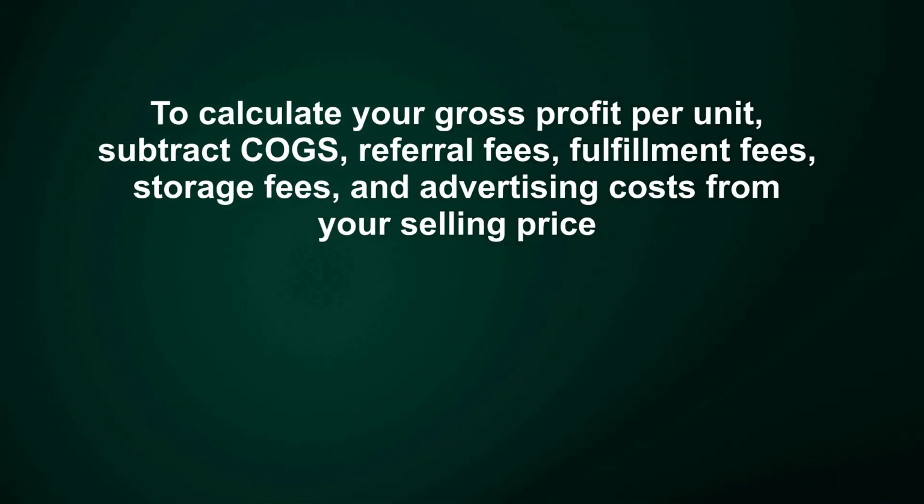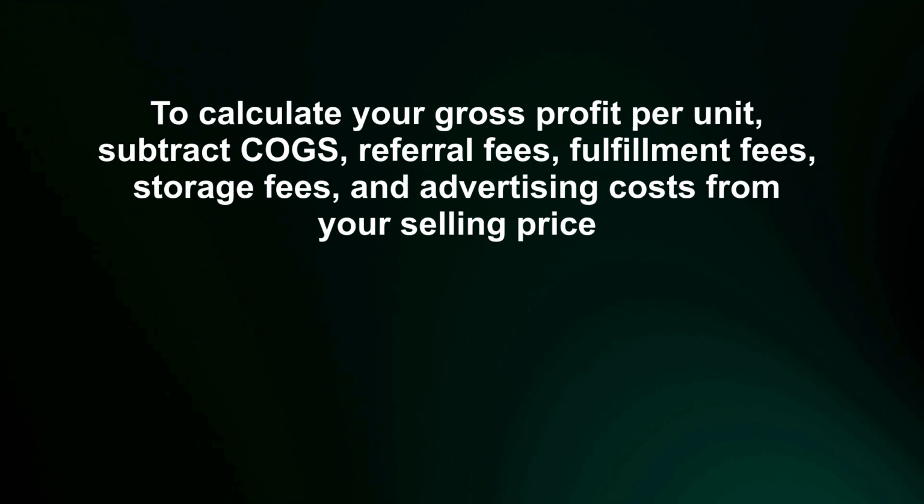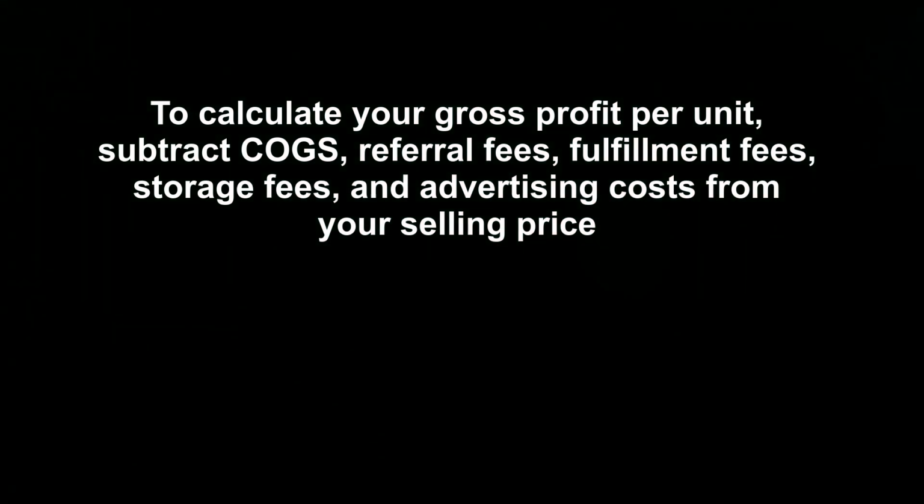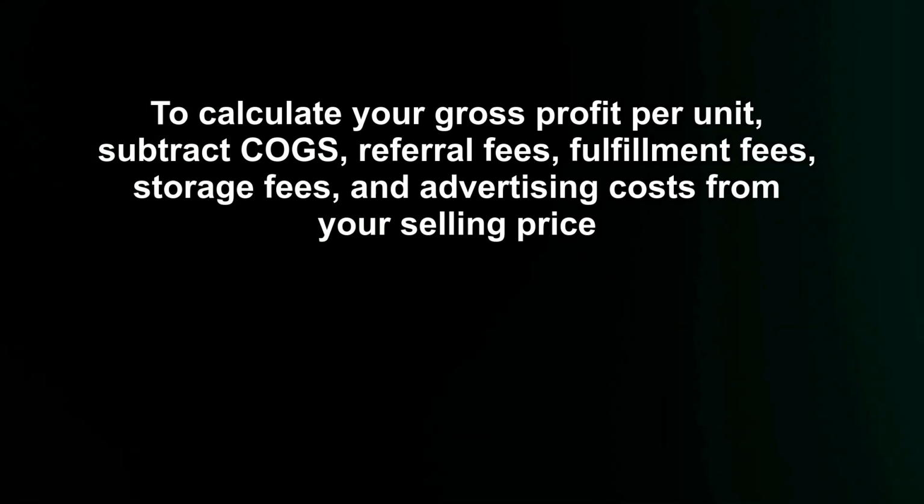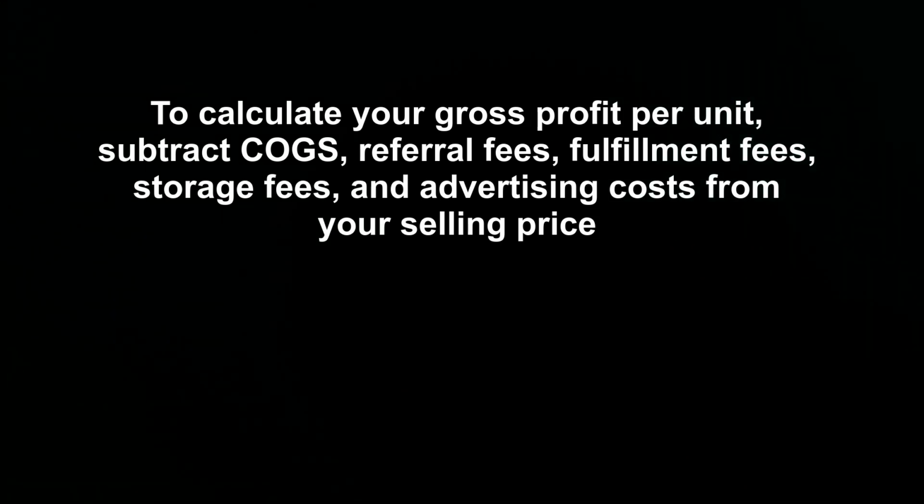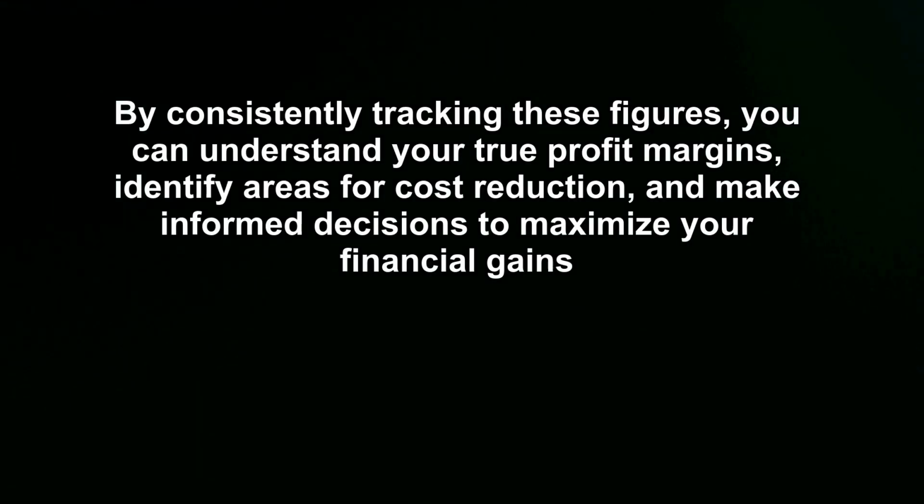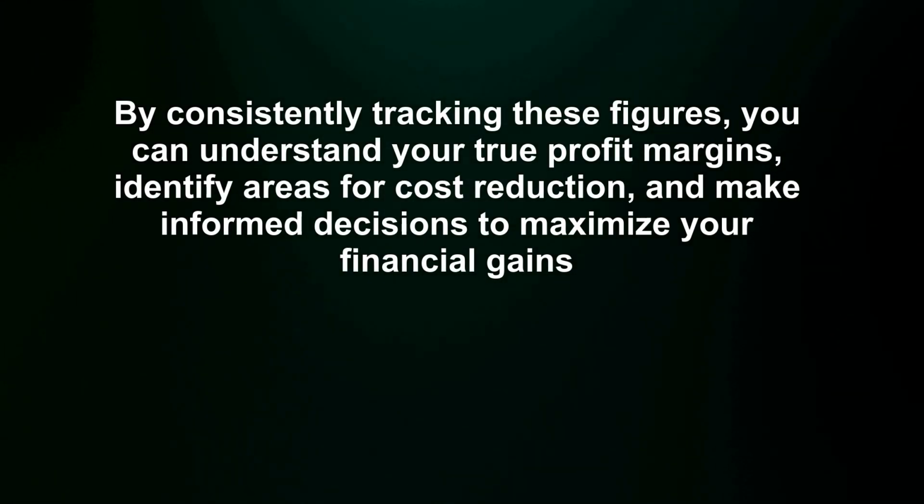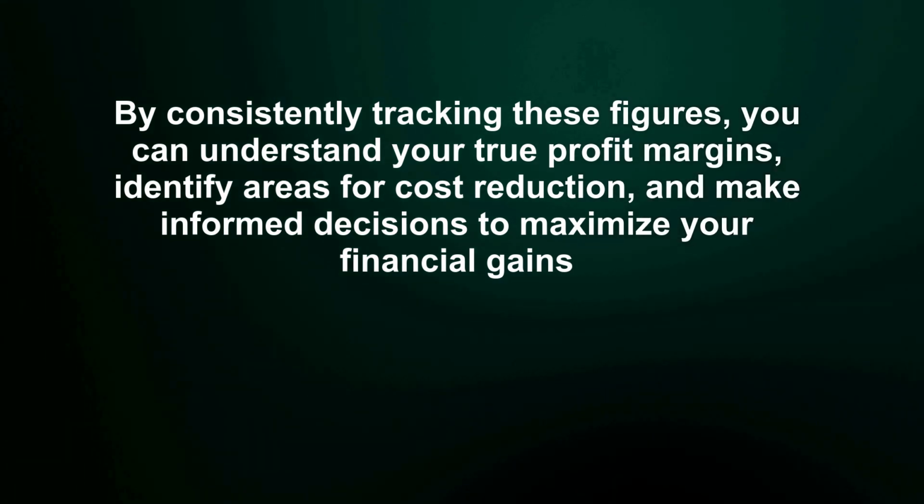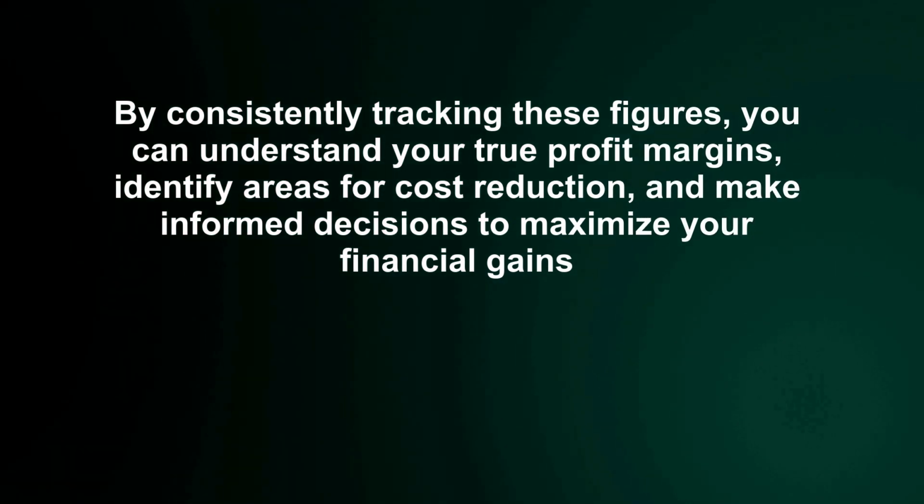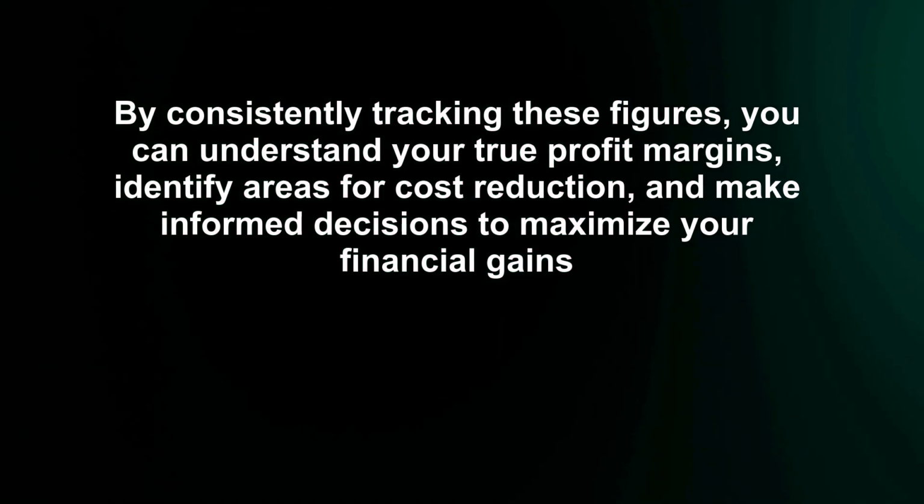To calculate your gross profit per unit, subtract COGS, referral fees, fulfillment fees, storage fees, and advertising costs from your selling price. By consistently tracking these figures, you can understand your true profit margins, identify areas for cost reduction, and make informed decisions to maximize your financial gains.